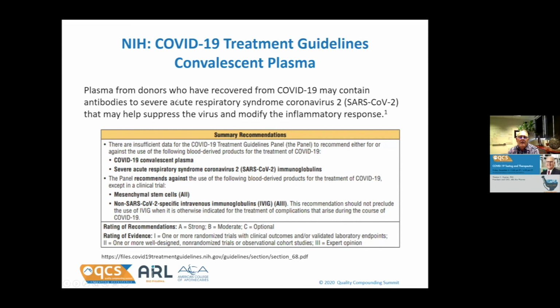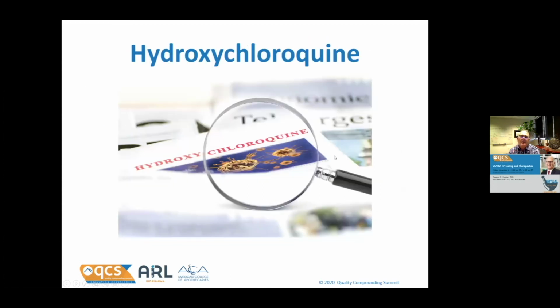Plasma from donors who have recovered from COVID-19 may contain antibodies to severe acute respiratory syndrome coronavirus that may suppress the virus and modify the inflammatory response. What I wanted to bring out here, again, notice there's insufficient data for the COVID-19 treatment guideline panel to recommend either for or against using the following blood-derived products for the treatment of COVID-19. So it's important to look at both the pros and the cons and the data that can support that conclusion.